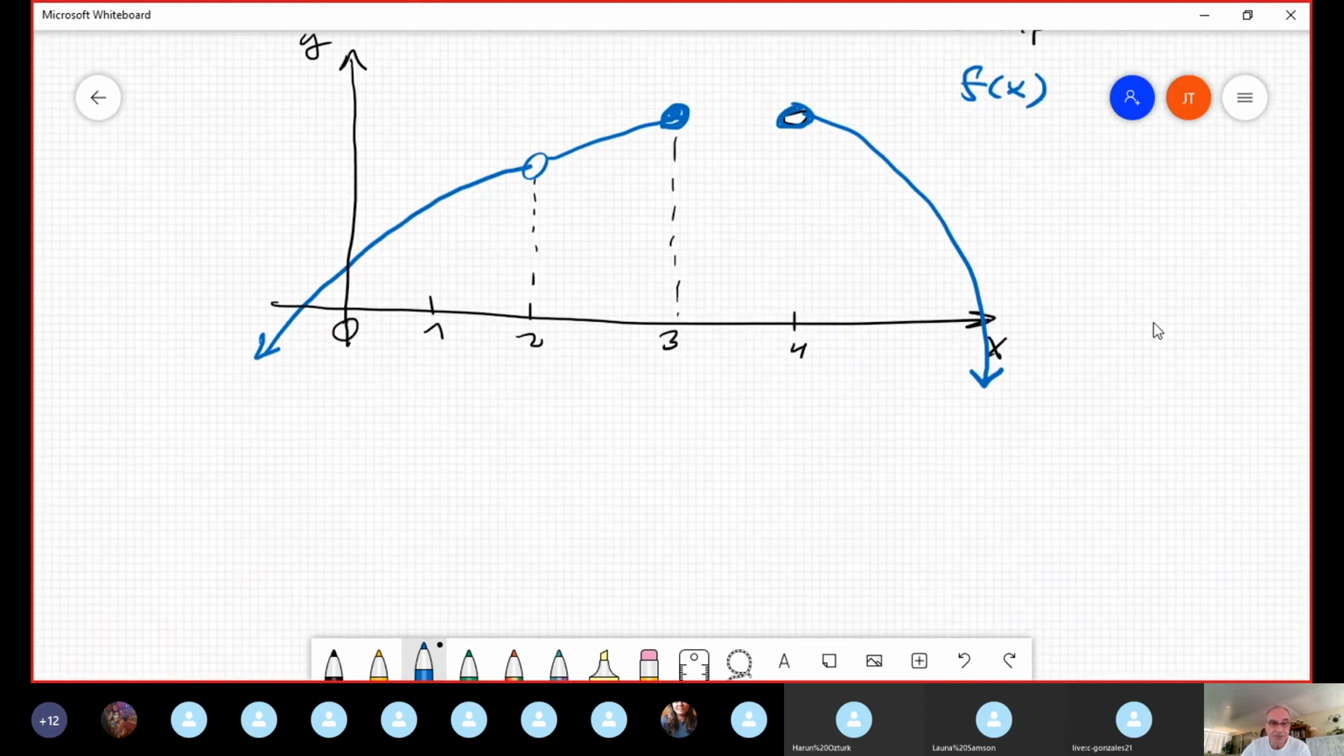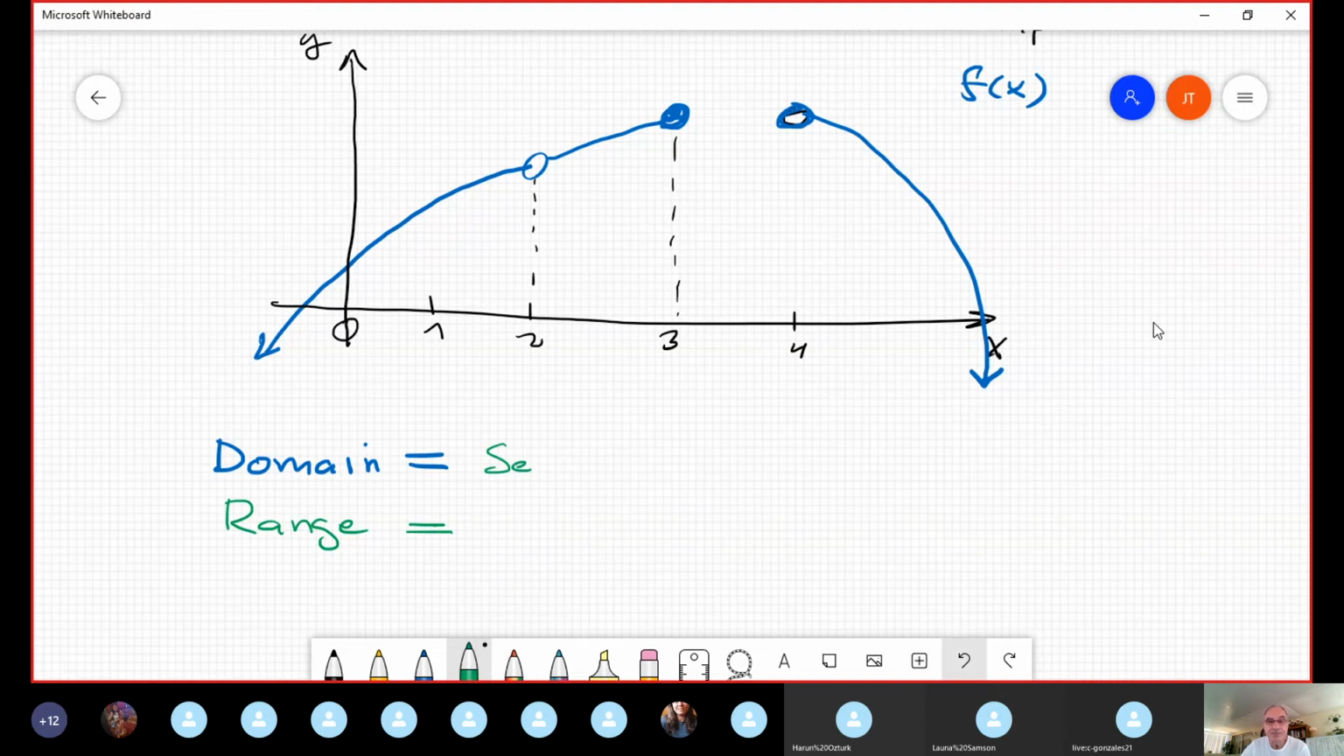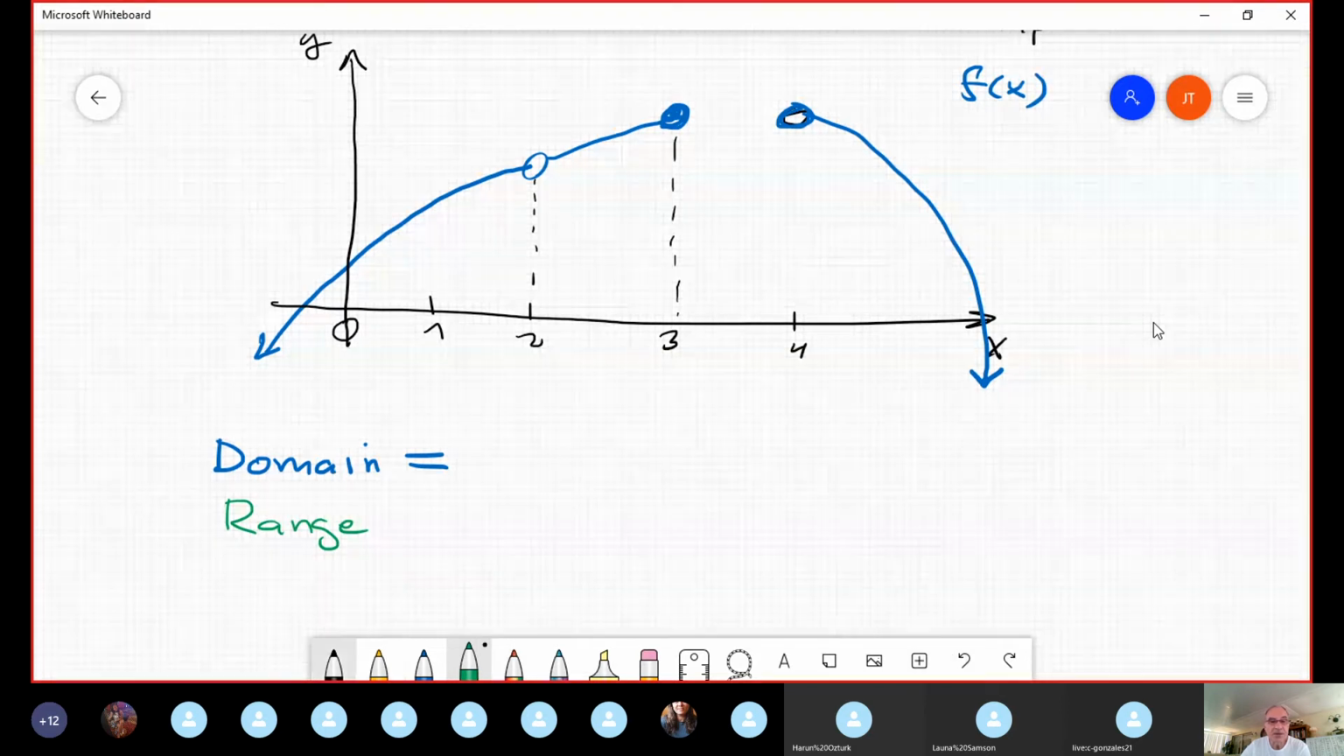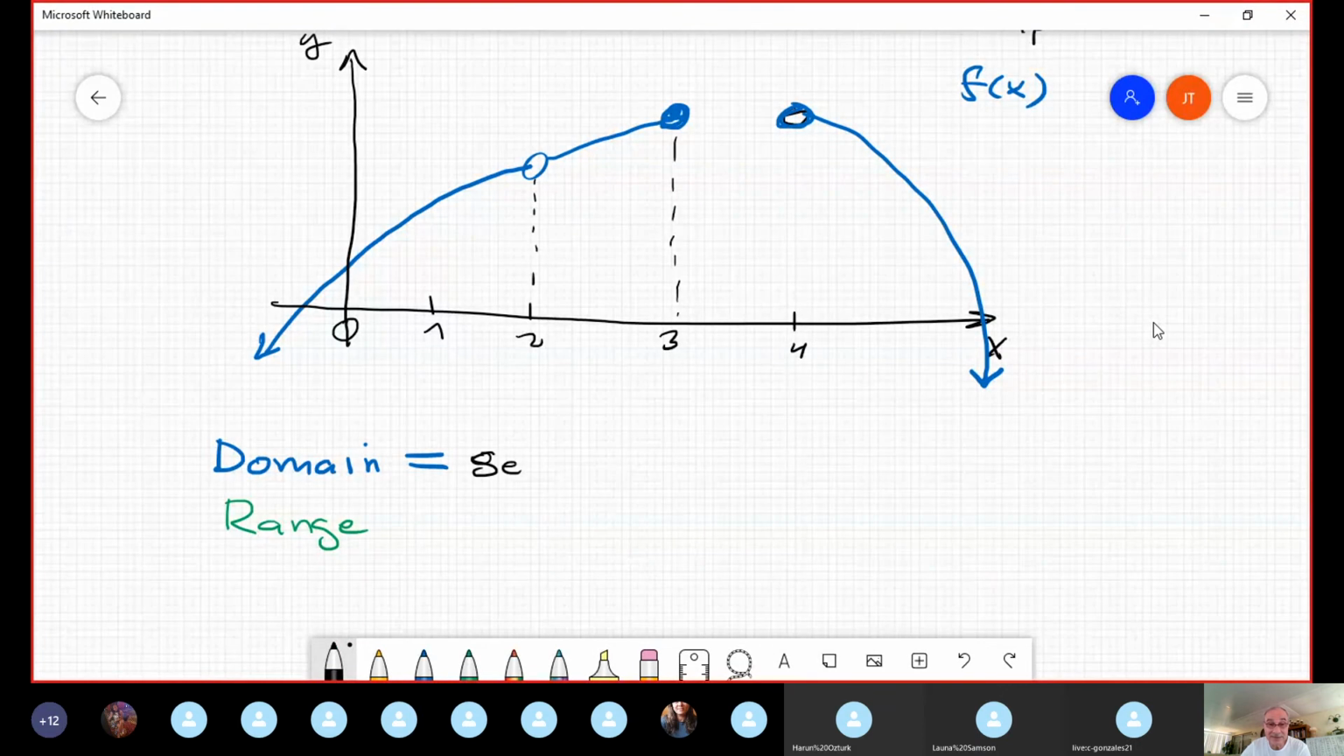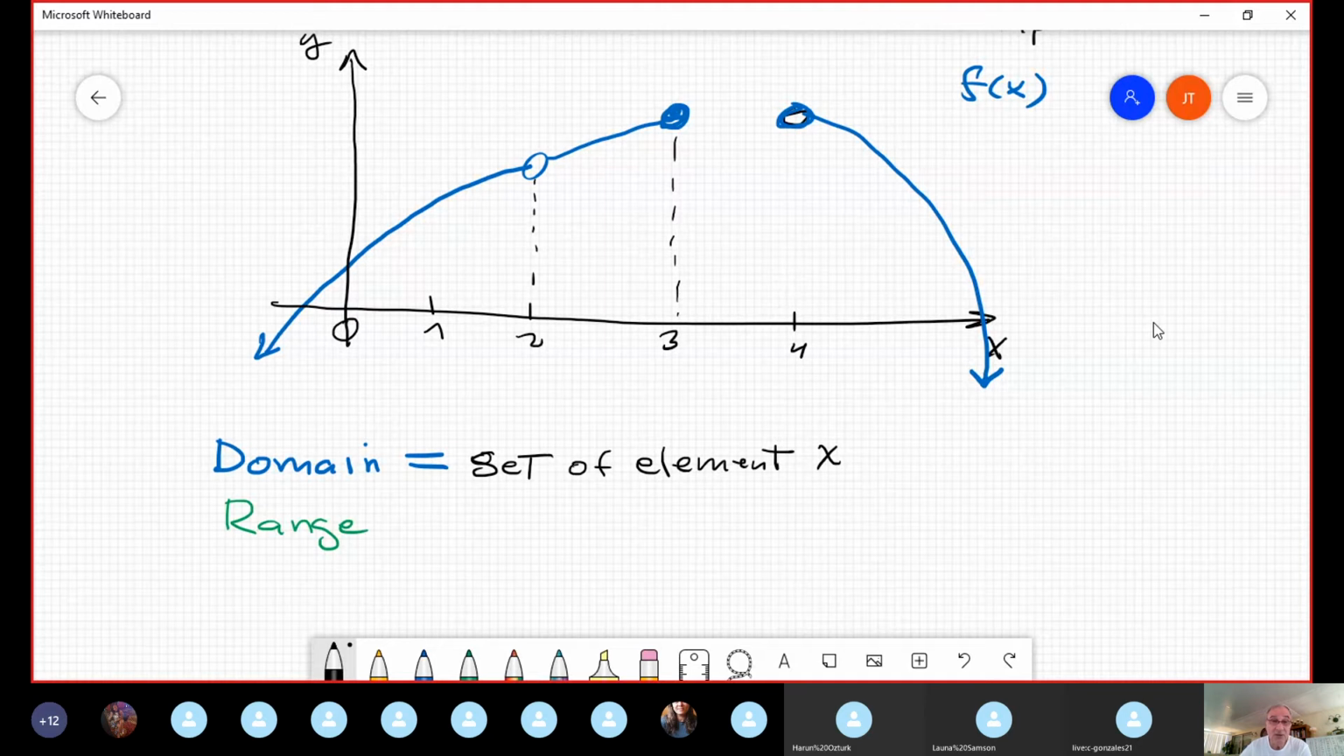Pay attention. Domain, blue color. Range, green color. Remember the definition of the domain. Domain is a set of elements, and the first component is x, element x. In order to find the domain graphically, you select arbitrary points, bam, bam, bam, and you project these points onto the x-axis.